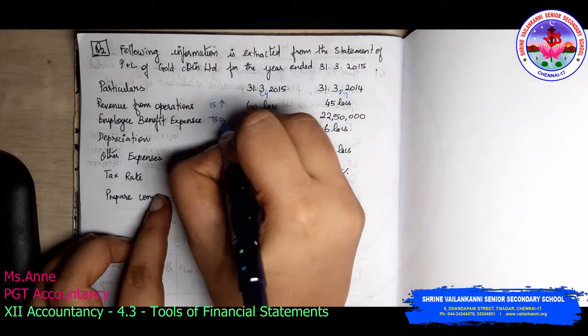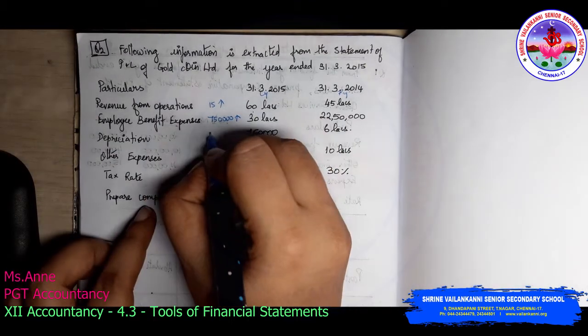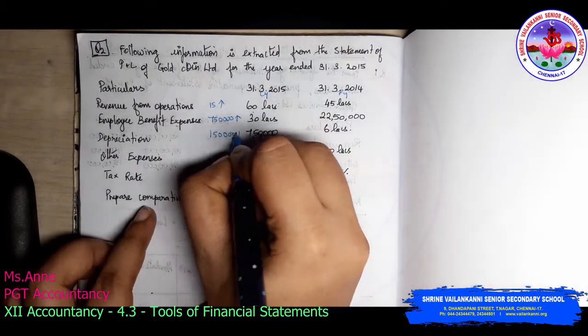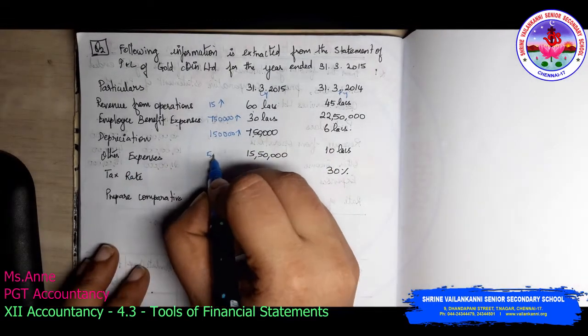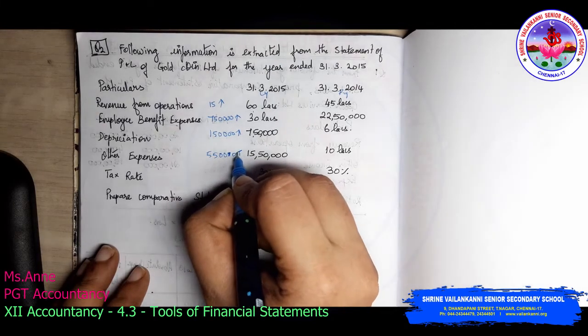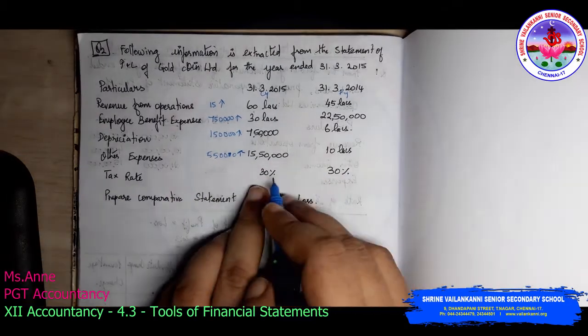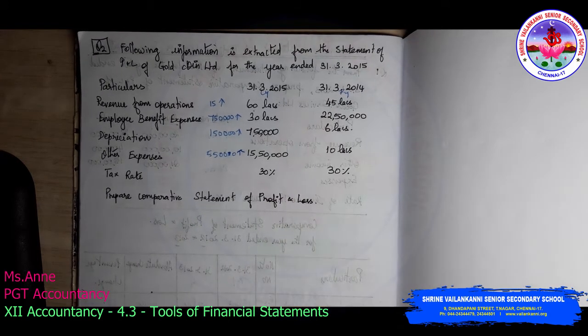Depreciation increased by 1,50,000. Other expenses increased by 5,50,000. Tax rate is the same. Prepare comparative statement of profit and loss. This is the question. So I'm just going to draw the format.